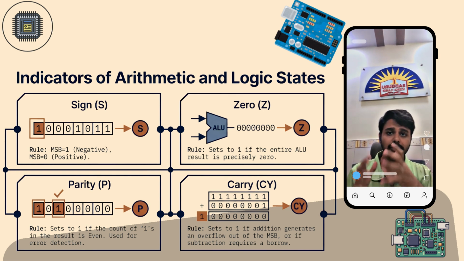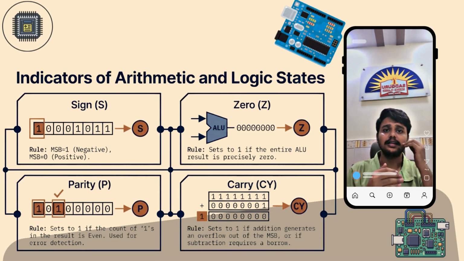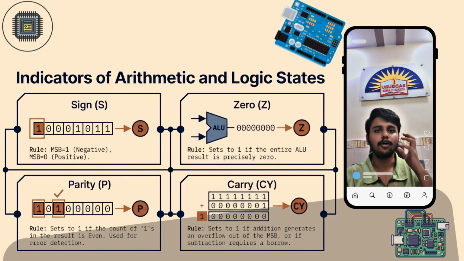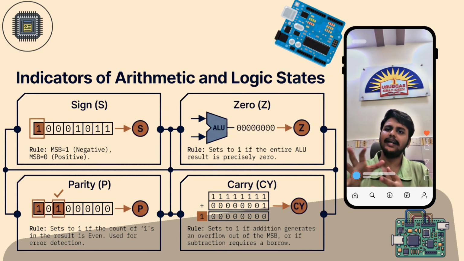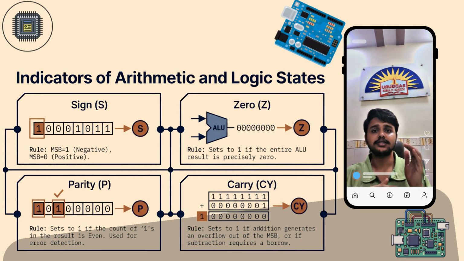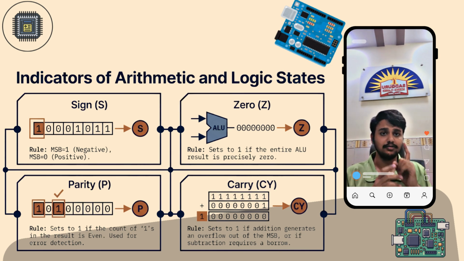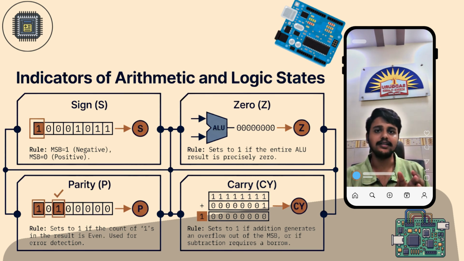The sign flag, or the S flag, indicates whether the result of an operation is positive or negative. In binary representation, the most significant bit determines the sign. If the most significant bit is 1, the result is considered negative, and the sign flag is set. If it is 0, the result is positive and the sign flag is reset.